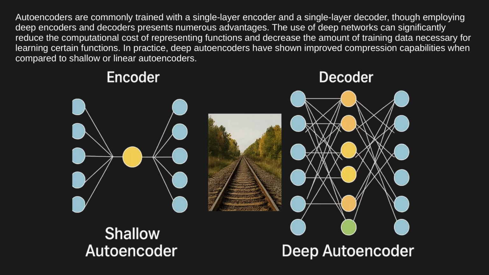Autoencoders are commonly trained with a single-layer encoder and a single-layer decoder, though employing deep encoders and decoders presents numerous advantages. The use of deep networks can significantly reduce the computational cost of representing functions and decrease the amount of training data necessary for learning certain functions. In practice, deep autoencoders have shown improved compression capabilities when compared to shallow or linear autoencoders.